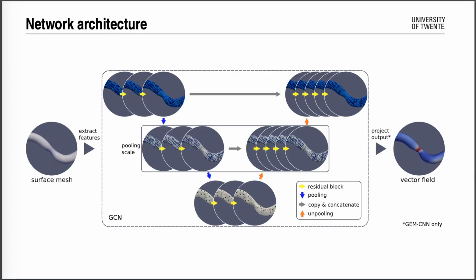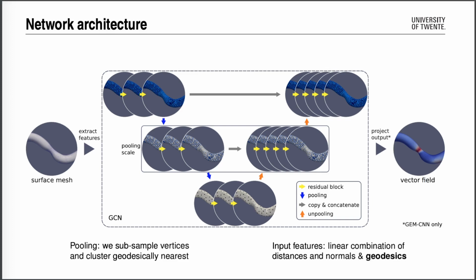We take our convolutional layers and form residual blocks which contain two convolutions and a skip connection. These are cascaded in a 3-scale architecture similar to the well-known UNet. Pooling is implemented by computing a hierarchy of vertex subsets using farthest point sampling and establishing scale correspondences by geodesic nearest neighbors. Input features to the network are constructed by linearly combining relative distances and vertex normals.